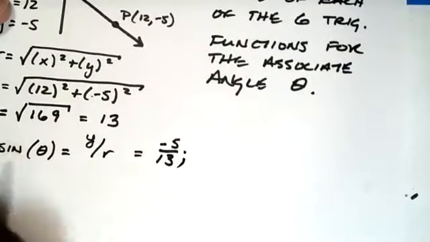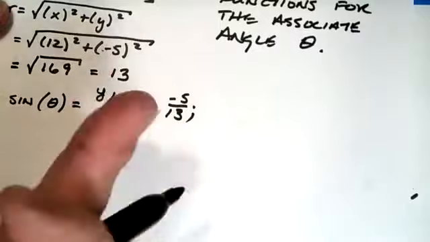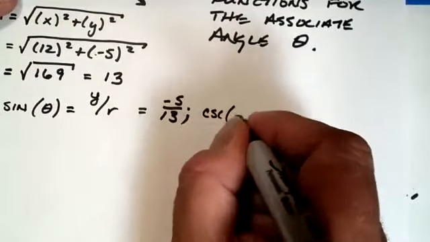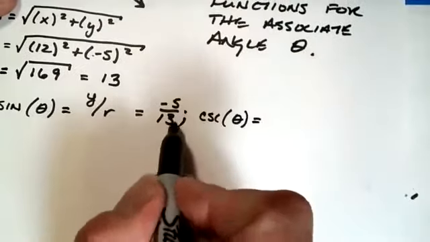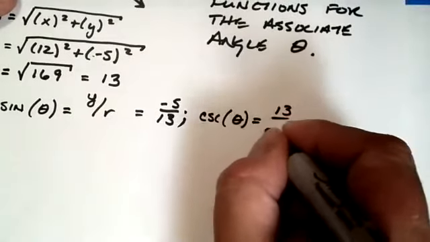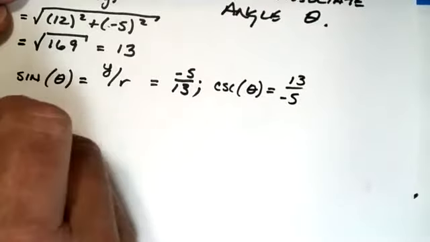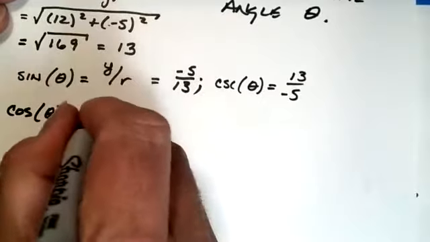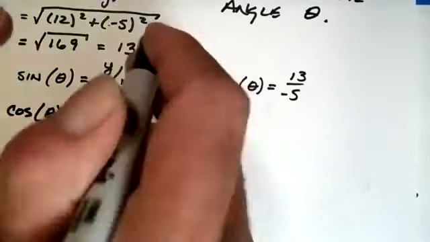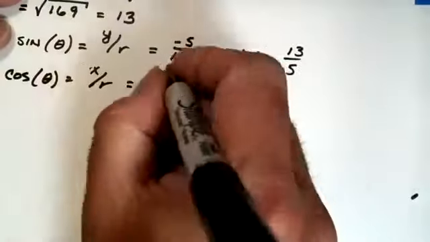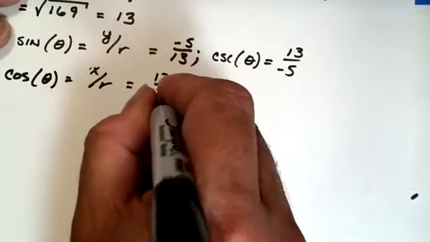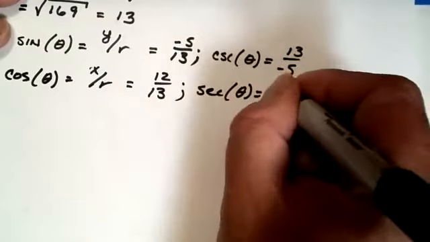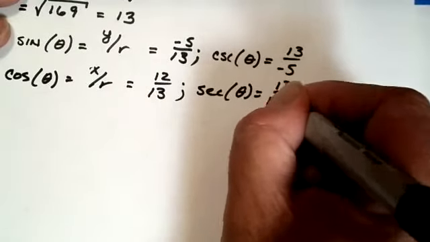And what I usually do is then I just write the reciprocal function because I know it's just going to be the reciprocal of that. So the cosecant of theta will be, flip this upside down, we have 13 over -5. Cosine, remember, is not y over r, but actually x over r, which happens to be, here x is 12, so this is 12 over 13. So secant of theta will be 13 over 12.